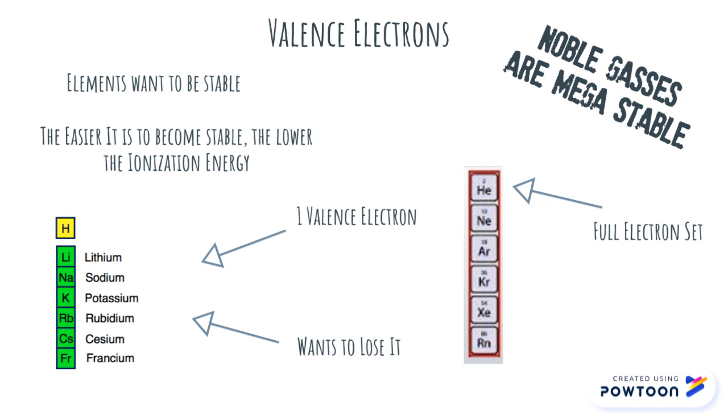Thus, the energy required to remove the electron, or the ionization energy, will be very low for elements in group 1. On the other hand, we have noble gases. Now, these gases do not want to lose any valence electrons because they're already as stable as can be, and if we try to get rid of any of their electrons, they'll become less stable. This means that they will have very high ionization energies.